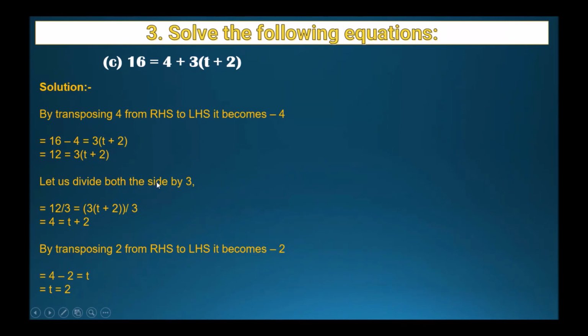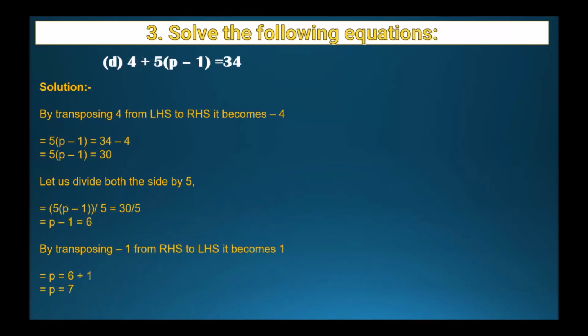Now we will divide both sides by 3. So 12 upon 3 equals 3t plus 2 upon 3. This 3 will cut. And 12 upon 3 is 4. So 4 equals t plus 2. Now we will bring this to this side. So plus 2 will become minus 2. So 4 minus 2 equals t. That is t equals 2.